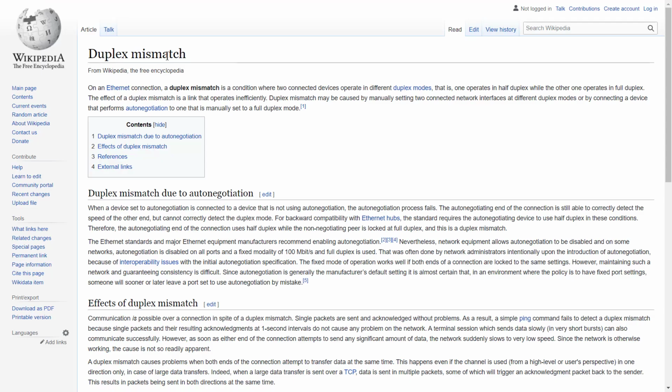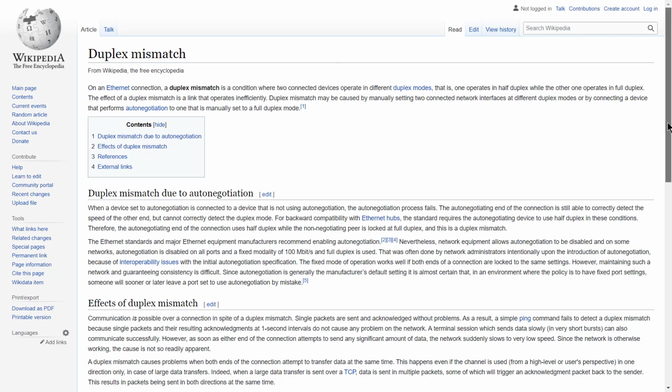So this is another problem, which is the duplex mismatch. If there is a duplex mismatch, then this can also cause late collision. I have shared the link of this Wikipedia in my channel.